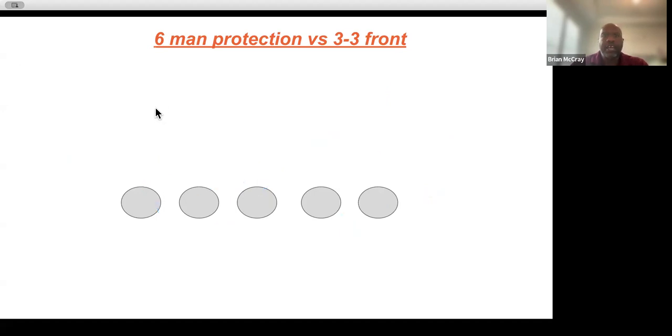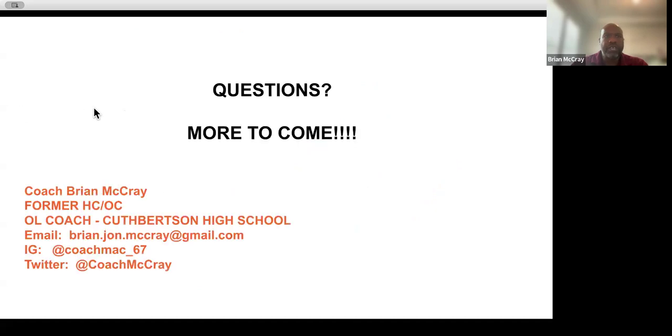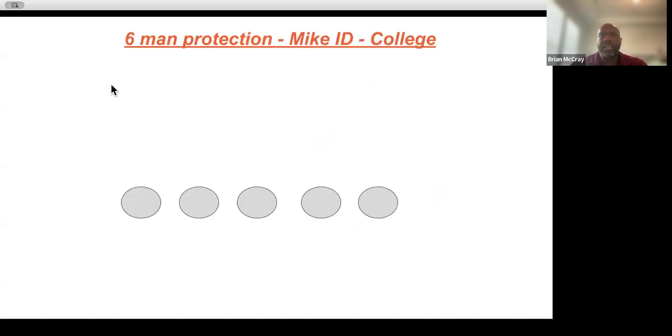Okay. And then the last one I wanted to talk about before we get out of here is the Mike ID. Okay, so this is something that's been trickling into high school football a lot. In the six-man protection, you have the center, you have the three technique, it doesn't matter which side it is. Okay, and then you have this guy and you have this guy here. It doesn't really matter.